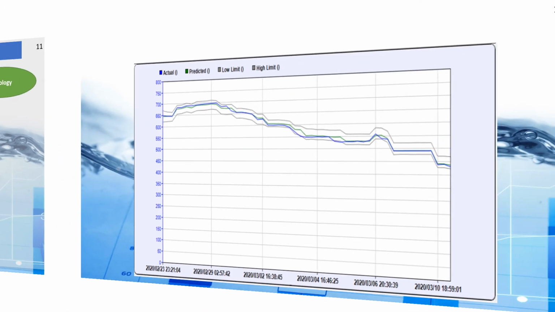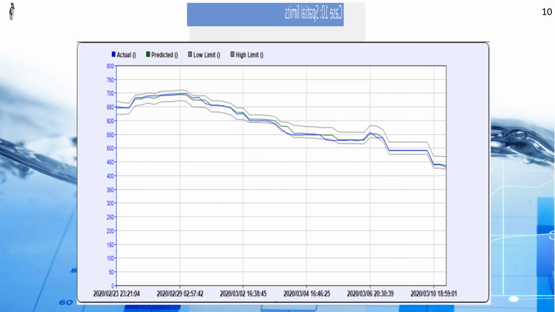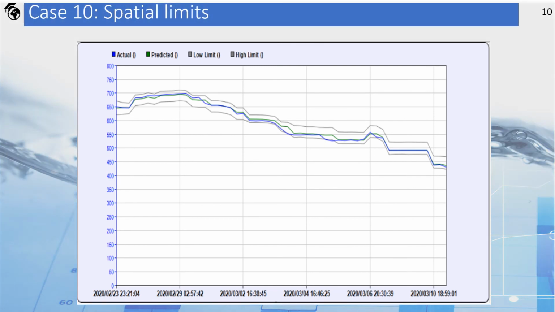Case 10, Spatial limits. The last and 10th case is about spatial boundaries. Spatial boundaries are the boundary at which to expect measurement at a destination station. The expectation is based on tested measurements of the same water at an earlier and coordinated time.